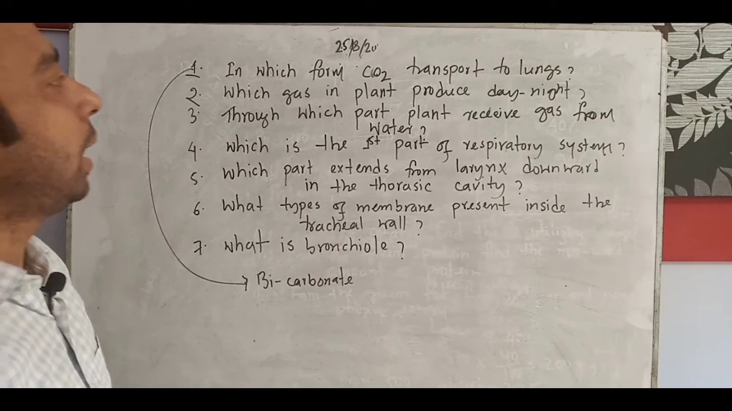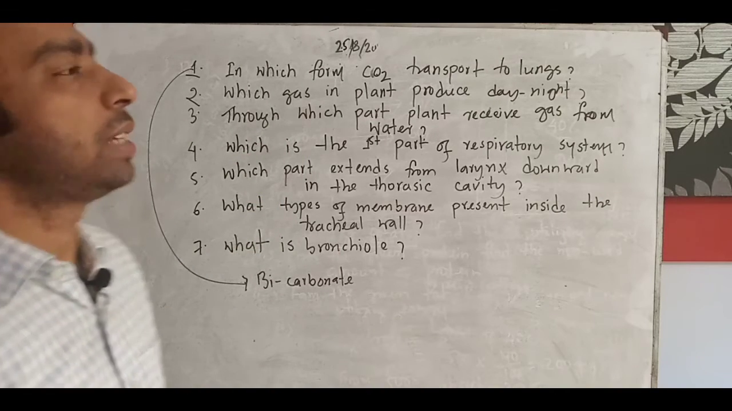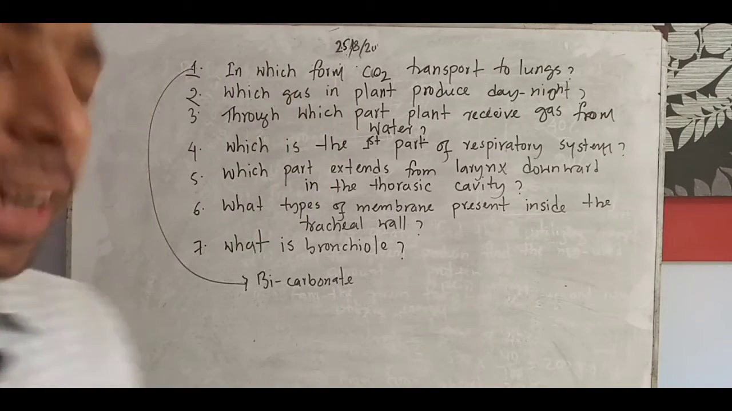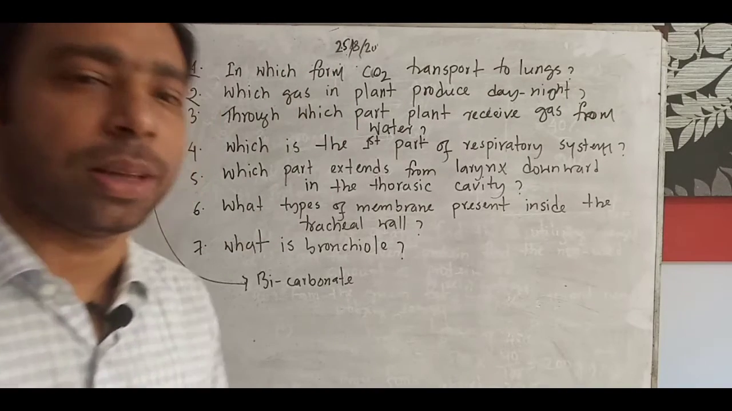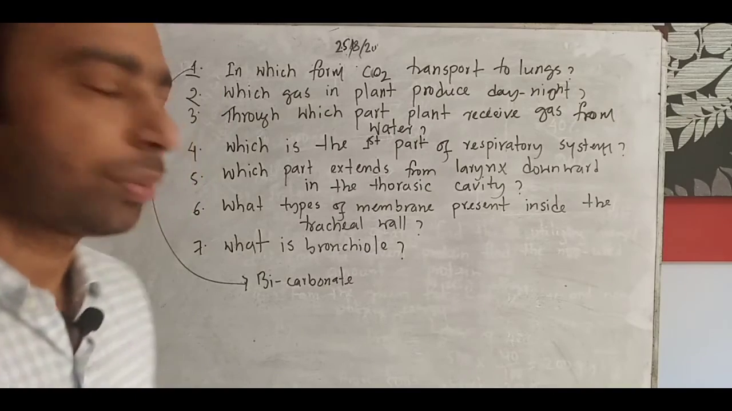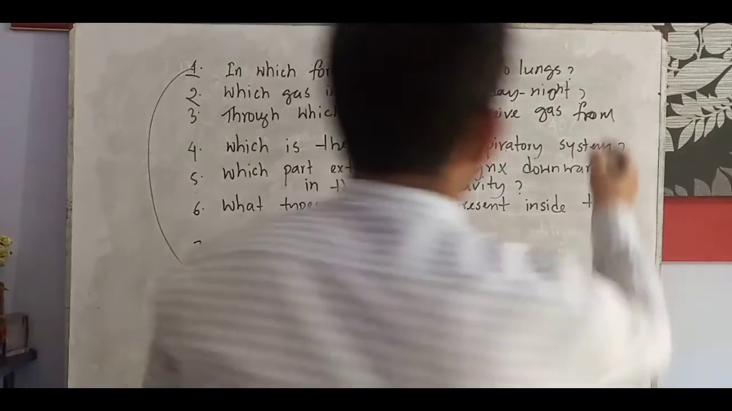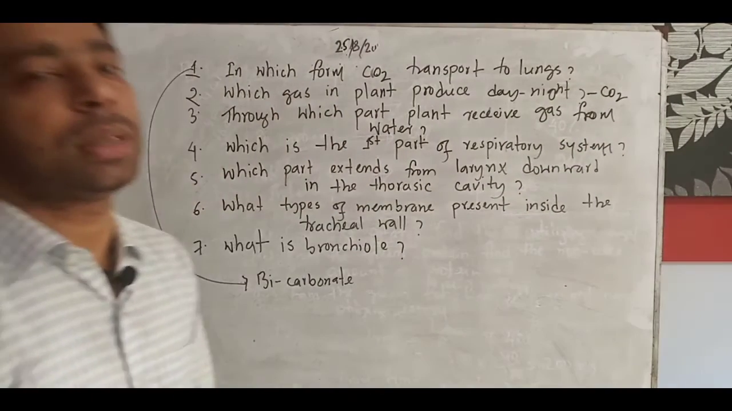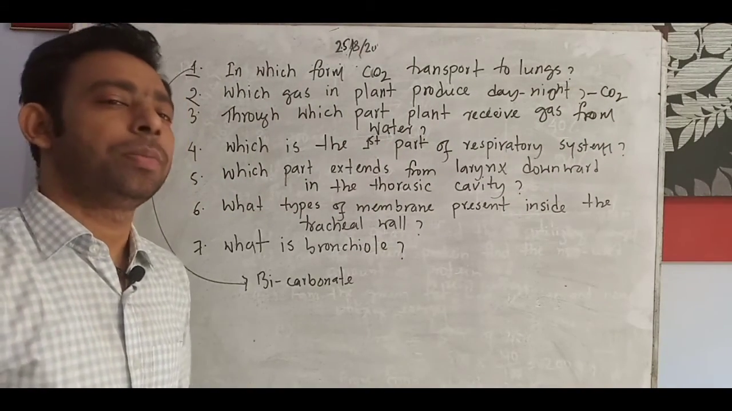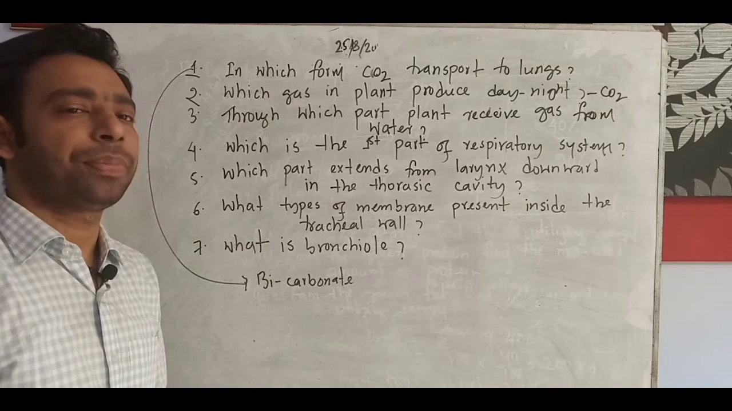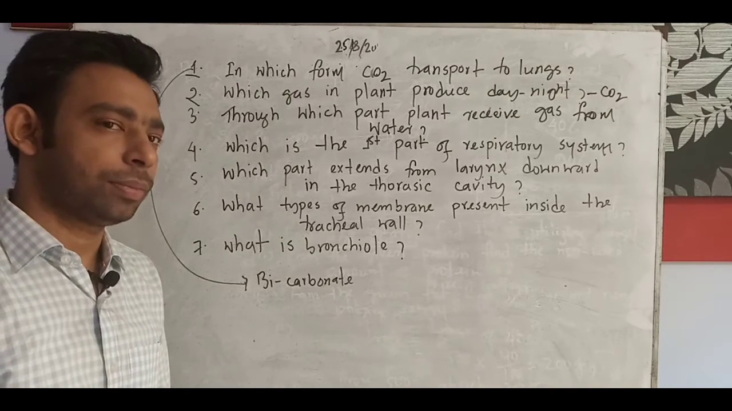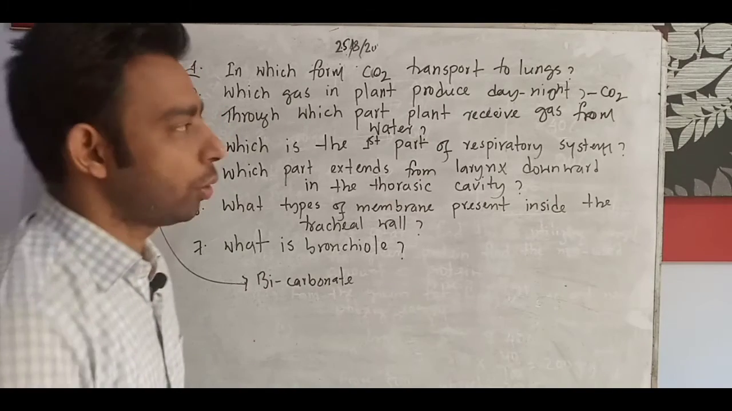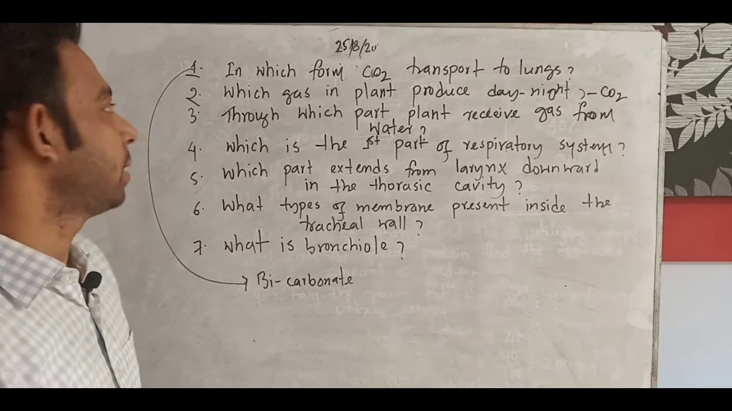Which gas in plant produce day night? Very interesting but very easy question. Day night means in day and night, it can be produced by the plant. It is also a very known question, but sometimes it can be missed. If there is no option, at that time there is a chance to miss it. That is carbon dioxide. So hope you understand this one about carbon dioxide produced in the plant day and night.